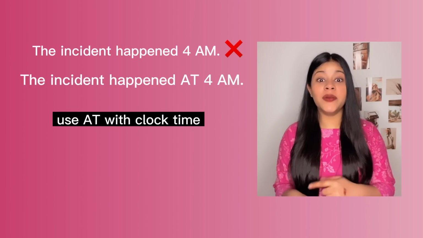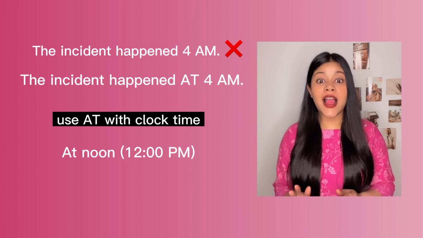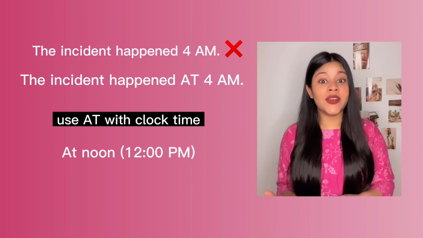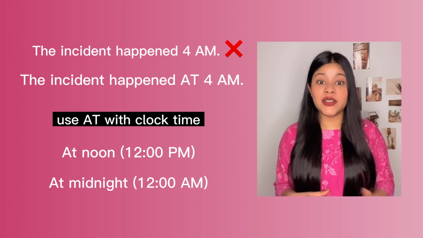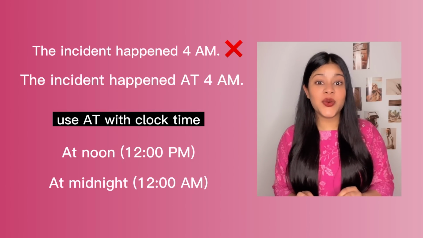If we are talking about any time on the clock, then we will use at. For example, at noon, which is 12 o'clock in the afternoon. At midnight, which is 12 o'clock in the night. At 8:30 p.m. At 2 o'clock.